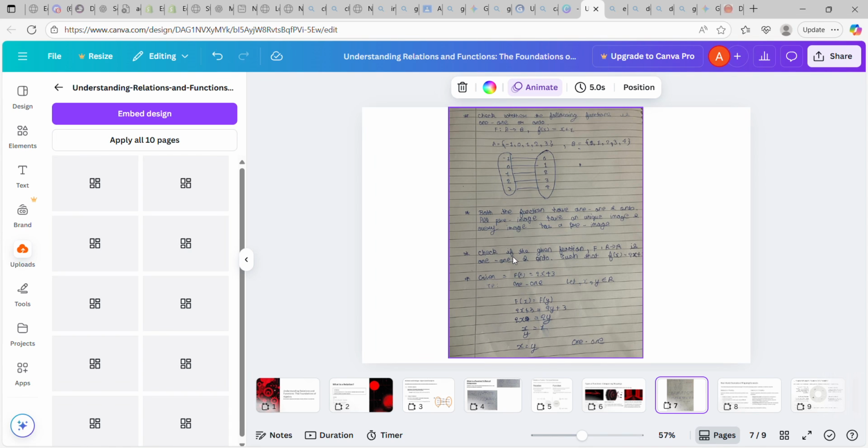And the second one is: check if the given function f: R → R is one-to-one or onto, such that f(x) = 2x + 3. Given f(x) = 2x + 3, we have to prove it is one-to-one. Let x, y be elements of R. So f(x) = f(y), where 2x + 3 = 2y + 3. So x = y, which means it is a one-to-one function, meaning one is connected to only one, not many.